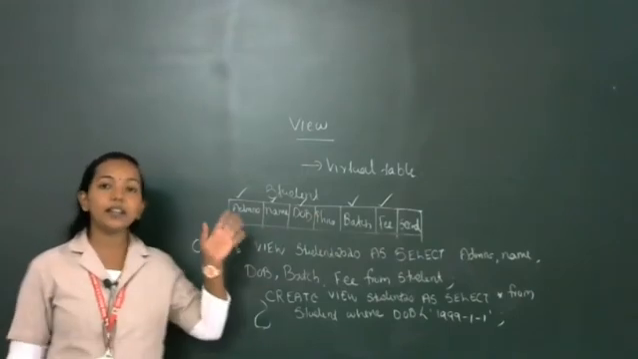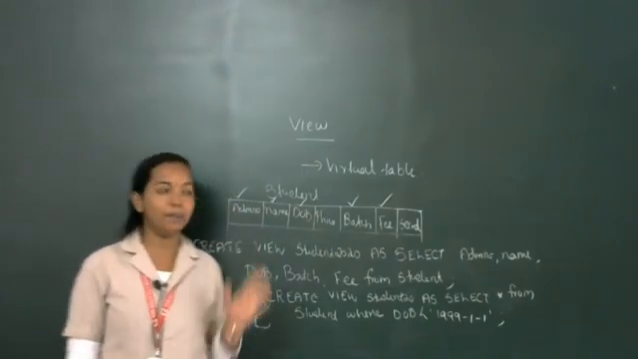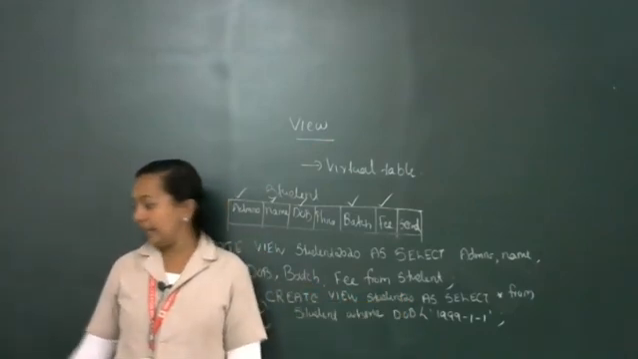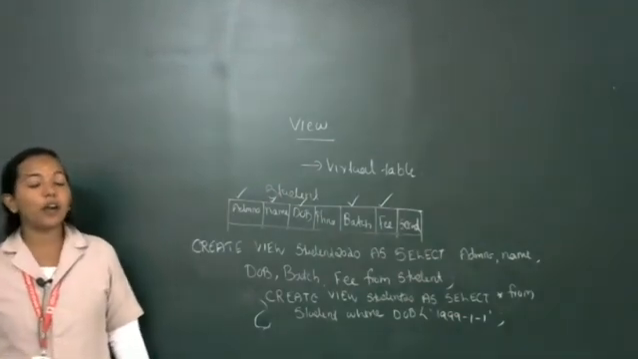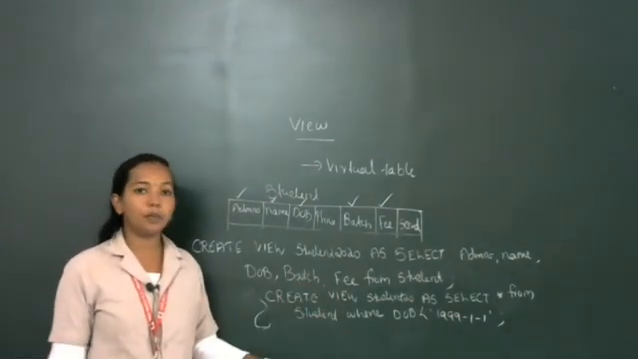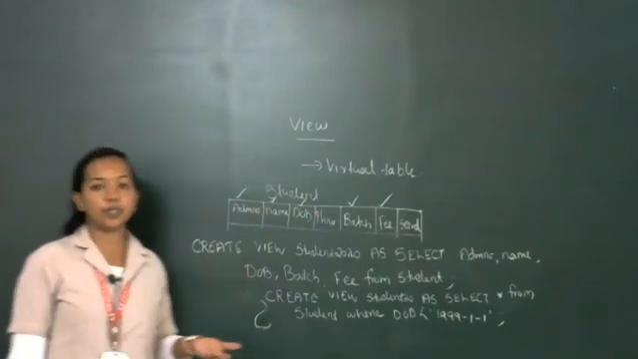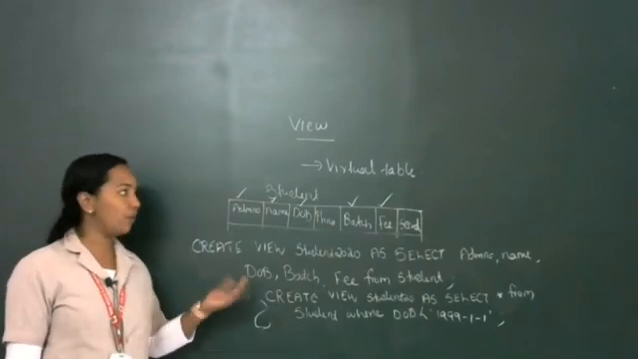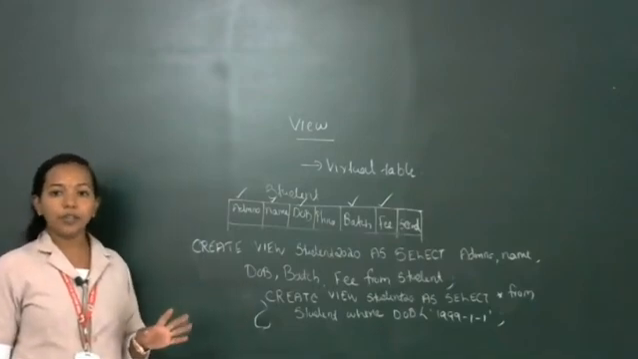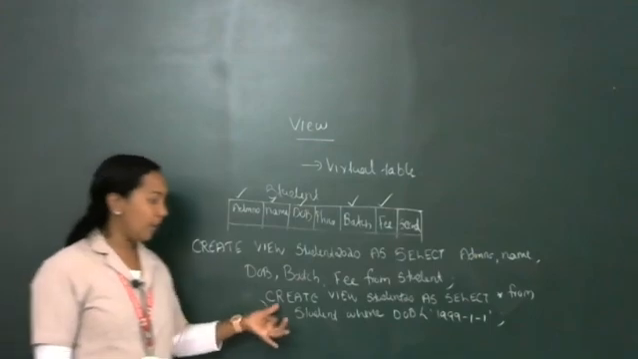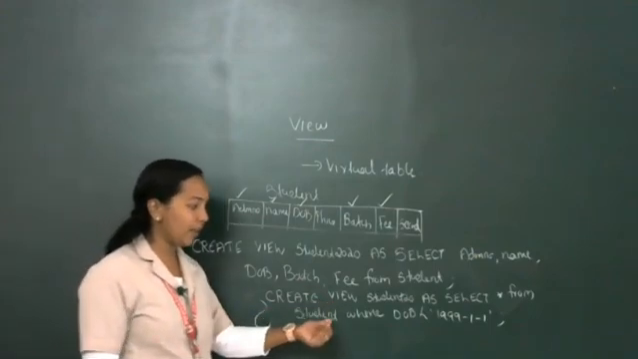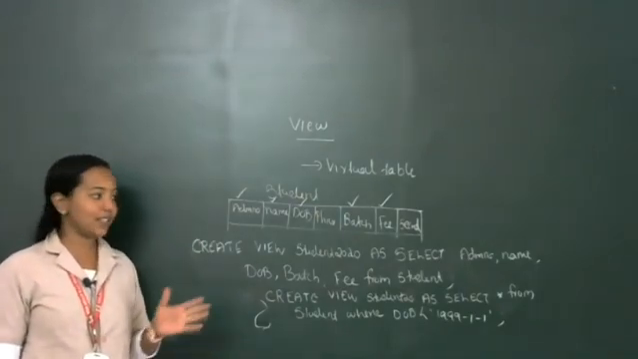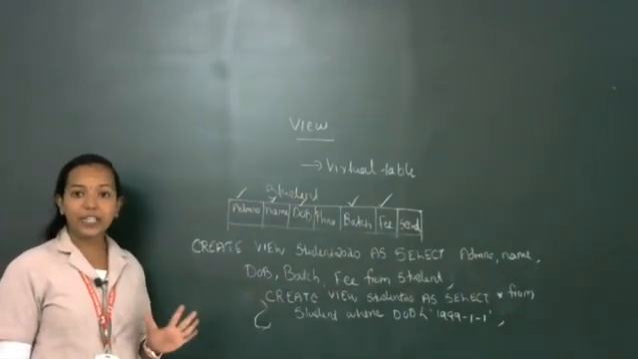Then automatically all the corresponding rows will come as a view. Then what is the view name? Student 2020. All the operations required for tables, that also we can perform with the help of views. Whatever it is, we can perform. Create view student as select from student where date of birth less than 1999-11-1. All the values less than that particular date will come.